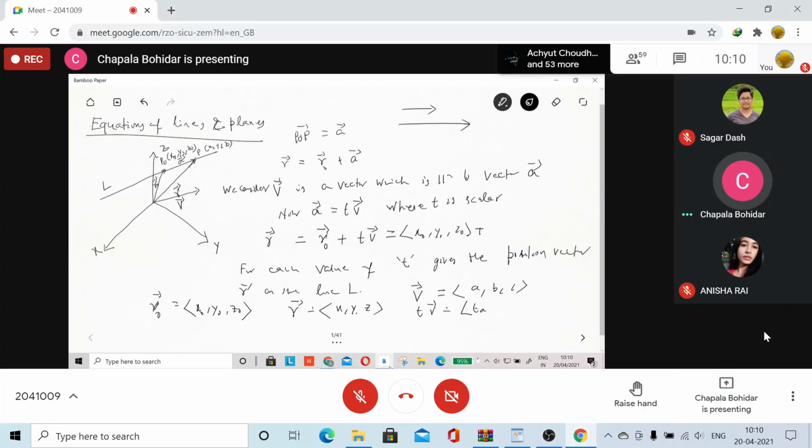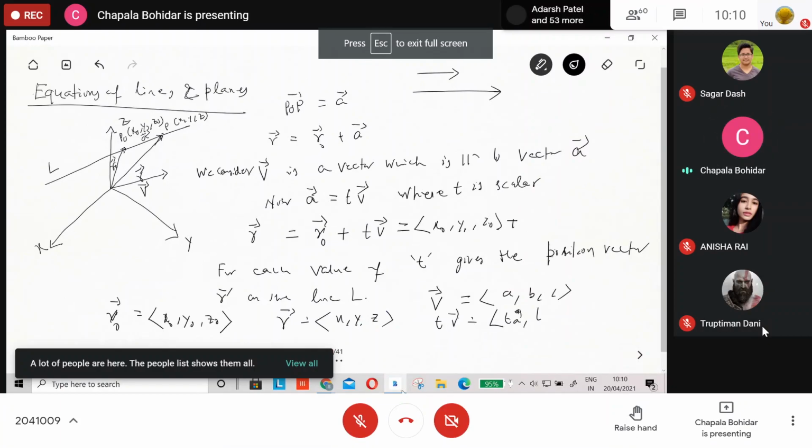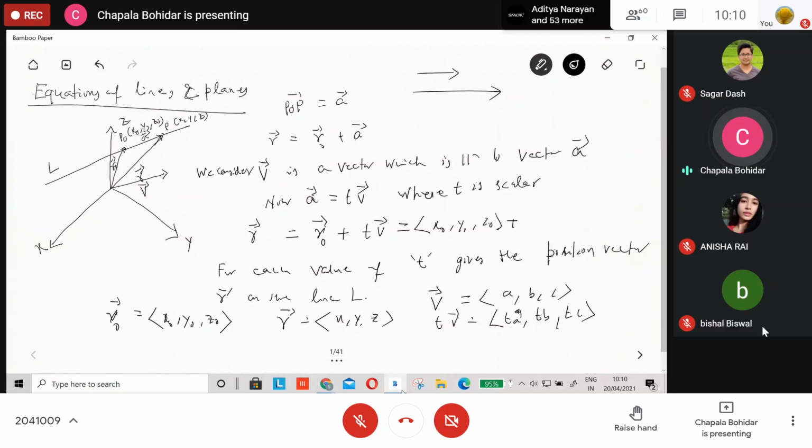TA vector, sorry, TA, TB component, this is TC. So here I can write it as TA, TB, TC, which is equal to R, you can write down X, Y, Z. Clear here? So if the question is asking you to write down your vector equation, you complete up to this.